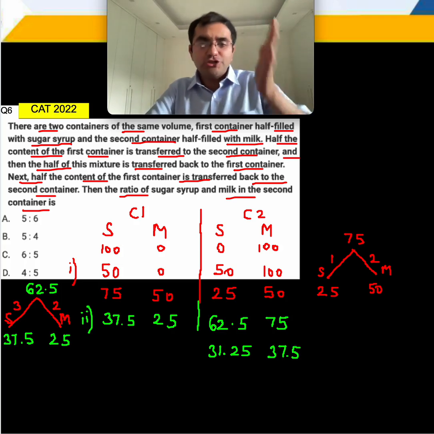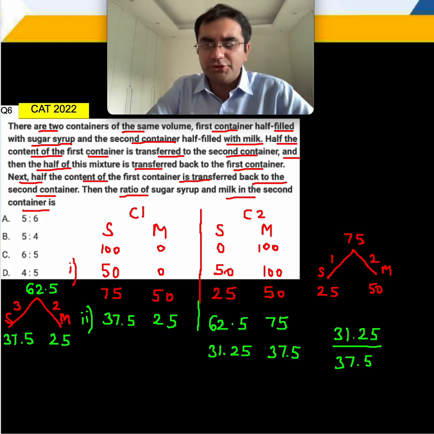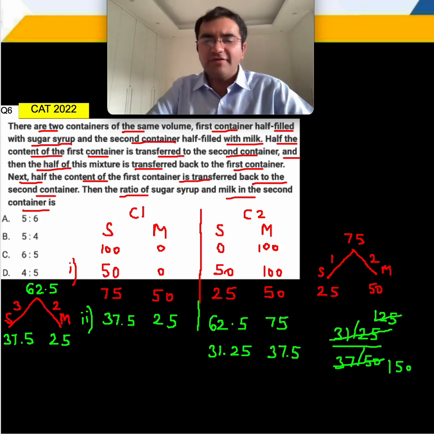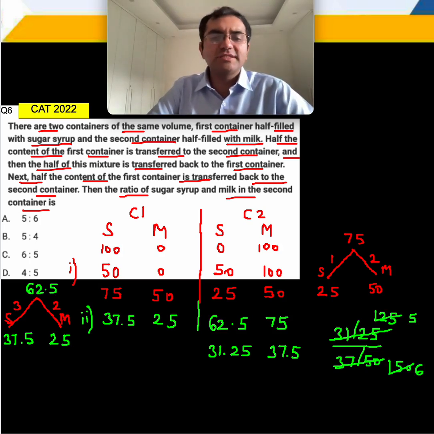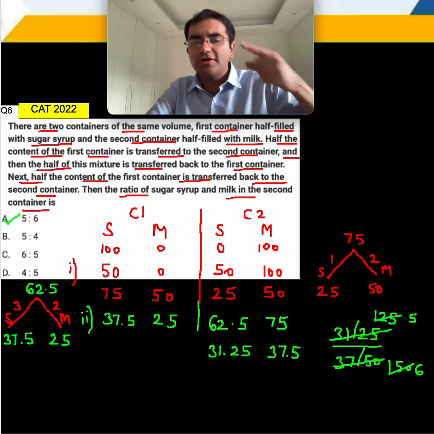37.5. Sugar is to milk का final ratio निकालना है. Calculate the final ratio, remove the decimal. 25 से गया 125 and 150 and फिर 25 से गया. 5:6 is the right answer for question number 6, A part. Tough, lengthy question, but if you got the trick, you were fine.